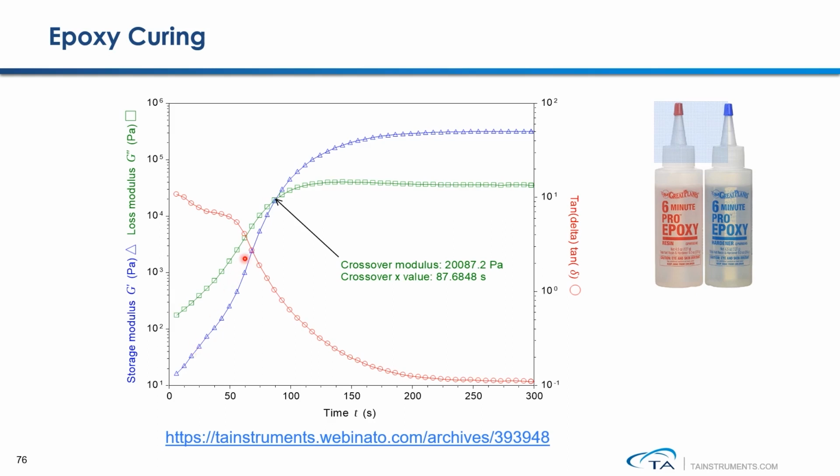Both moduli increase rapidly over time, and then up to a certain time, G' and G" undergo a crossover. This is a transition of a sample going from liquid-like to solid-like. Some people consider this crossover point as the gel point of the material. After that, G' starts to take over, which tells you the sample behaves more solid-like. Eventually, when the curing is completed, both moduli will reach a plateau.